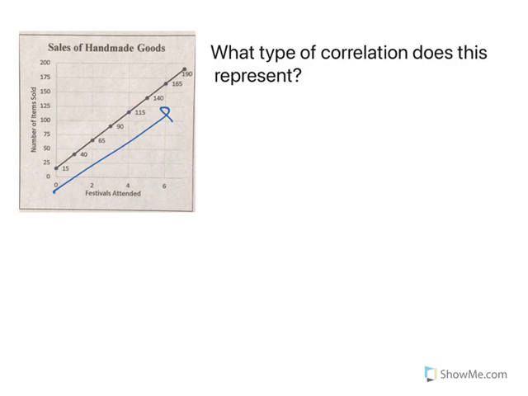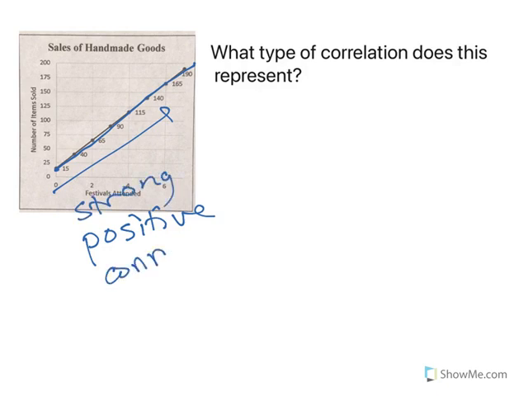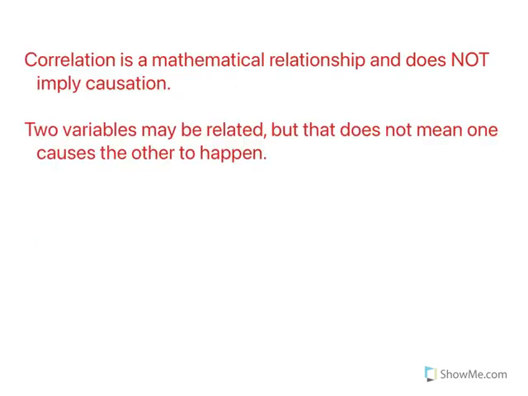What type of correlation does this represent? Well, you can see it goes up, so this would be positive, and the dots are all exactly on the line. Like, this is the strongest positive correlation. This is perfect correlation, if you will, because they're just completely on there. So this would be a strong positive. So correlation is a mathematical relationship, and we do not say that this is causation, right? Causation means one thing caused the other to happen. So in mathematics, two variables can be related without one causing the other.